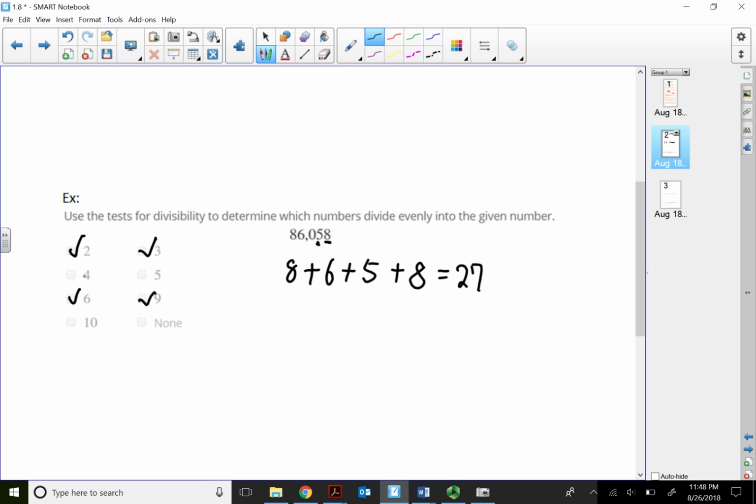All right, try 4. Divisibility by 4 is looking at the last two digits, so we have to give it a try. Can 4 go into 58? Well, 4 goes into 5 one time already, so that's 18. 4 does not go into 18 evenly, so no. 5 can only go into numbers ending in 0 or 5, so that's a no. 10 can only go into numbers ending in 0, so that's a no. So that's 2, 3, 6, 9 that can go into that.